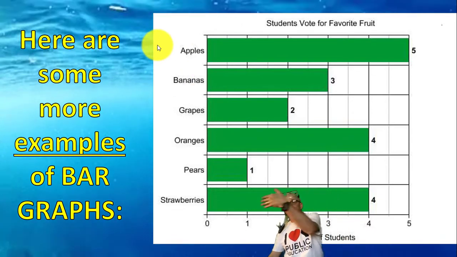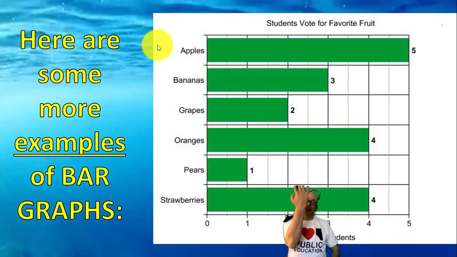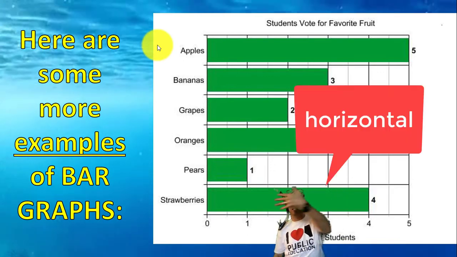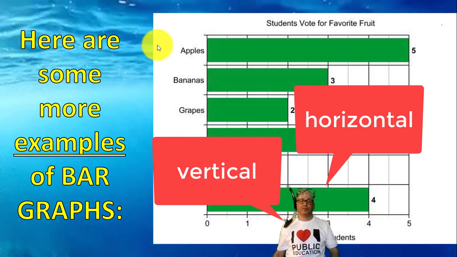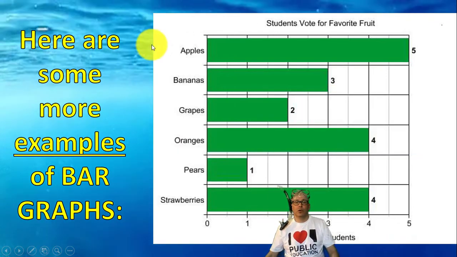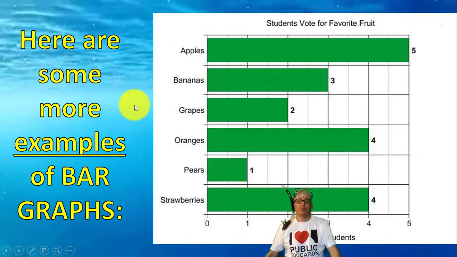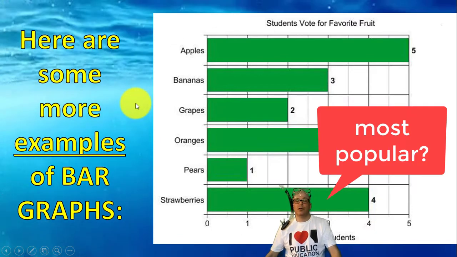Yeah, the bars are going this way. Students, bars can go this way or they can go this way. They can go horizontal or they can go vertical. These bars go horizontal. Which fruit is the most popular? Which fruit is the one that the most people like?